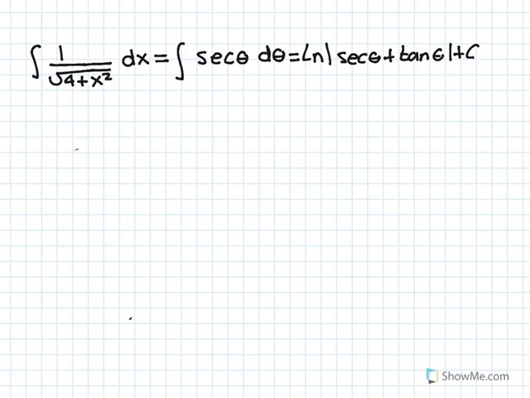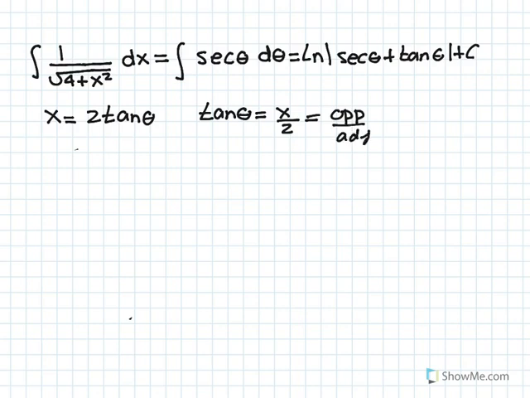But now we need to express the answer in terms of x, because the original integral is in terms of x. So we're going to create a reference triangle to do that. Our trigonometric substitution is x is equal to 2 tan theta. That means, dividing both sides by 2, tan theta is equal to x over 2. This is opposite divided by adjacent.